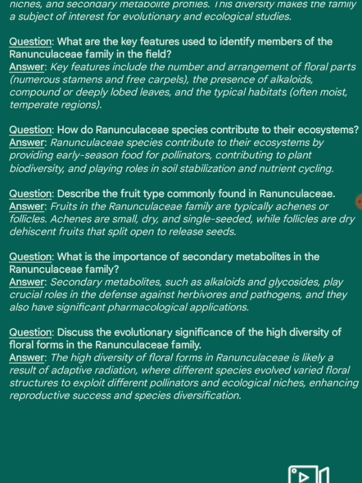Next question. Describe the fruit type commonly found in Ranunculaceae. Answer. Fruits in the Ranunculaceae family are typically achenes or follicles. Achenes are small, dry, and single-seeded, while follicles are dry, dehiscent fruits that split open to release seeds.